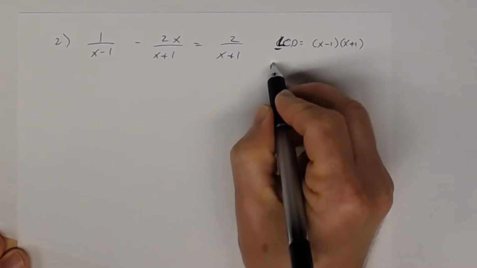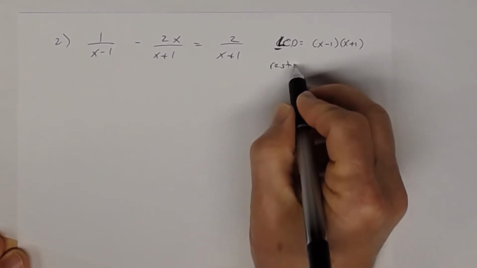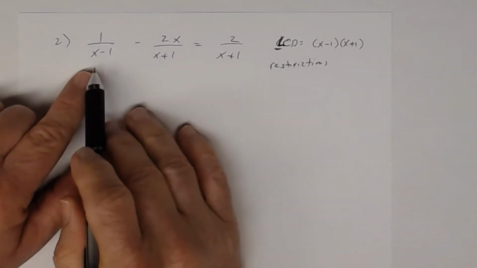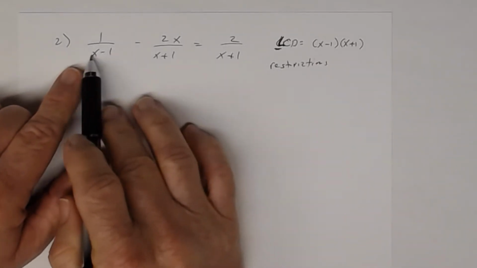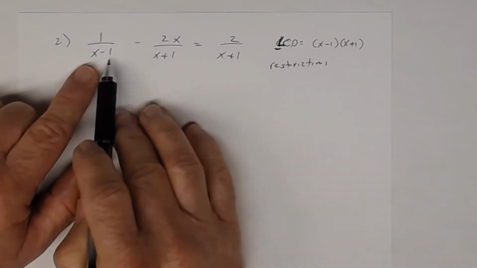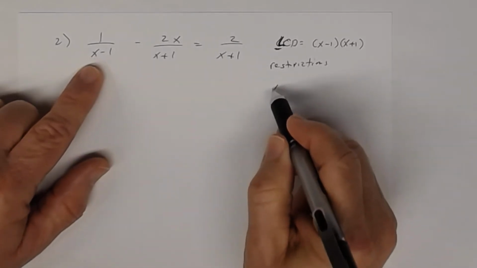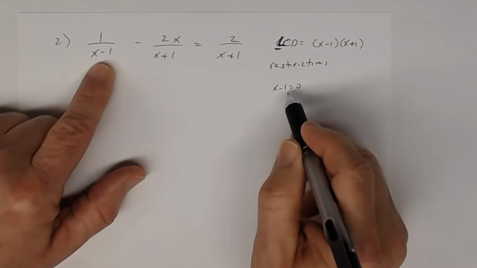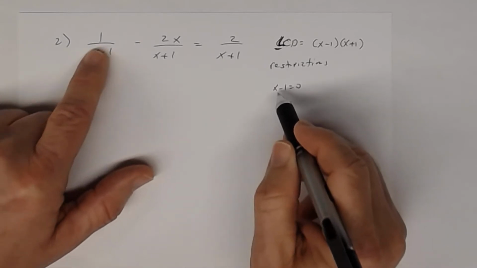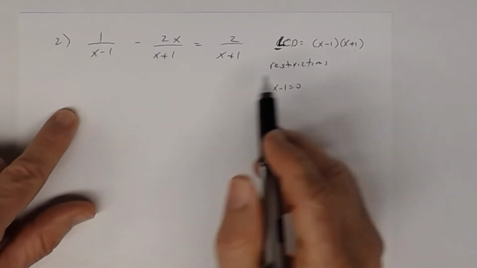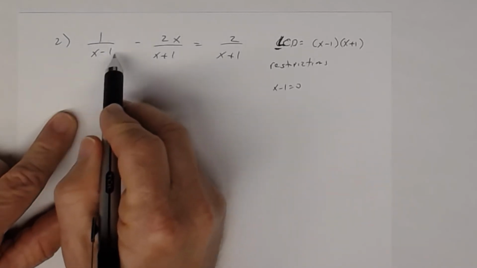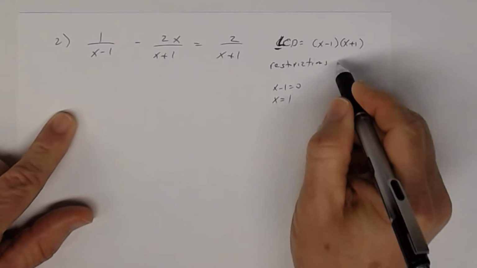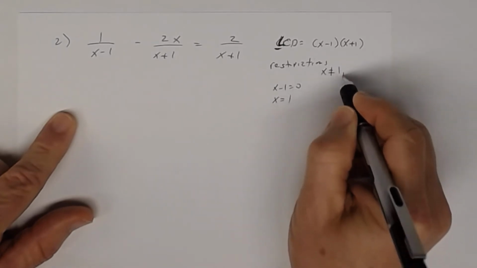And now we're going to find the restrictions. The restrictions are very easy to find. Just look at your denominator and determine what makes this denominator 0. Basically, you're just going to set each of those factors in the denominator equal to 0 and solve for x. So this rational expression will be undefined when x minus 1 equals 0. That occurs when x equals 1, so my restriction is that x cannot equal 1.